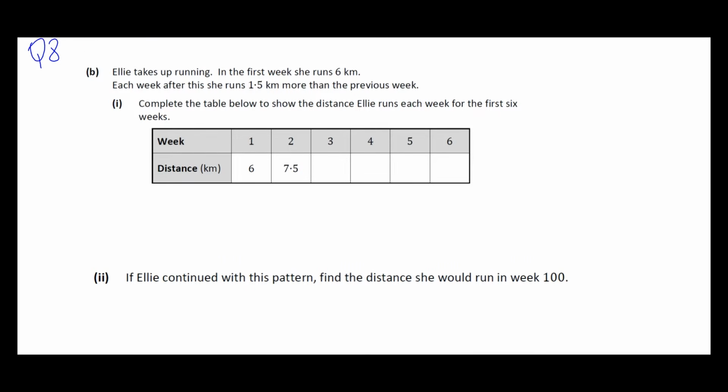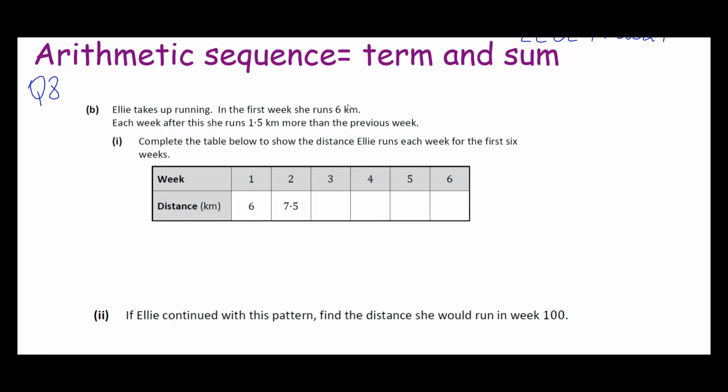So Ellie takes up running. In the first week, she runs 6 kilometers. Each week after this, she runs 1.5 kilometers more than the previous week. So how does it work? 6 kilometers, and then next one, additional 1.5. So what do we do? We add. And that's the idea about arithmetic sequence, that every time we add the same value. So every time I'm going to be adding 1.5.